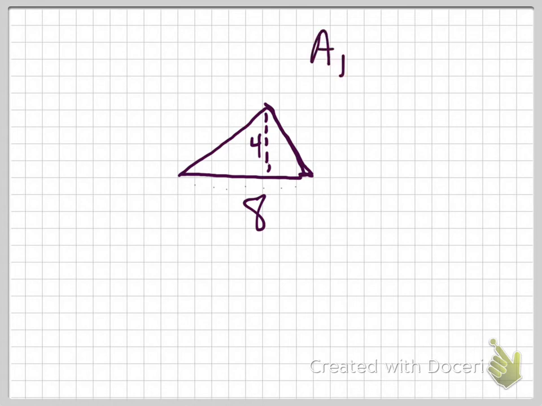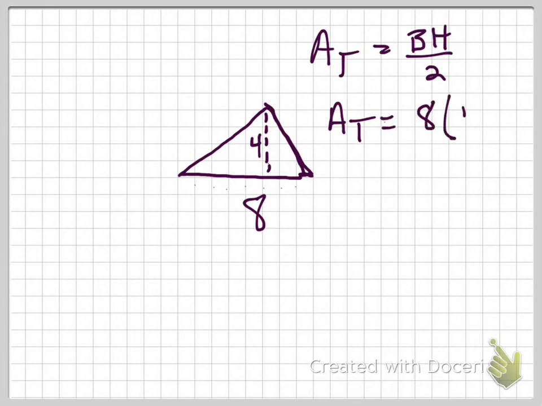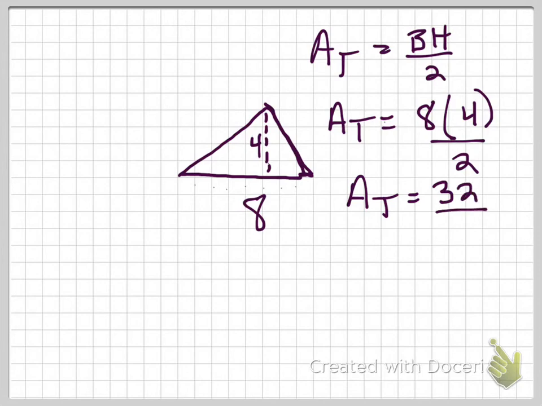So remember, for the area of a triangle, we're going to have the base times the height over 2. Now it's time for us to substitute in. So the area of this triangle, we would have our base as 8, our height as 4, and then if I complete my multiplication, I would have 32 over 2. And for my final answer, the area of this triangle would be 16 square units.